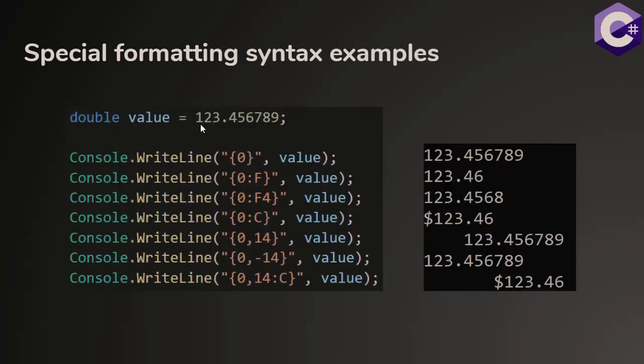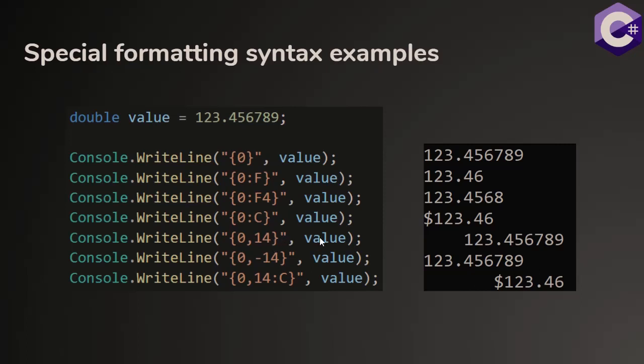Here are some examples. Here I have a double value, 123.456789. It's just a double number. And if I have my insert syntax and I'm inserting my value, we just get the value inserted. No changes. However, if I use the :F syntax, we insert the number and we round it to 2 decimal places. F4 is going to round it to 4 decimal places, which we see here. :C is going to convert this to a currency. So we're going to get a $ added and then round to 2 decimal places.